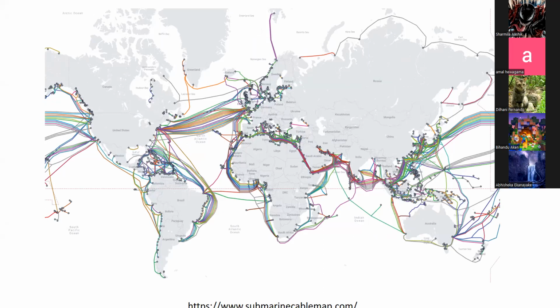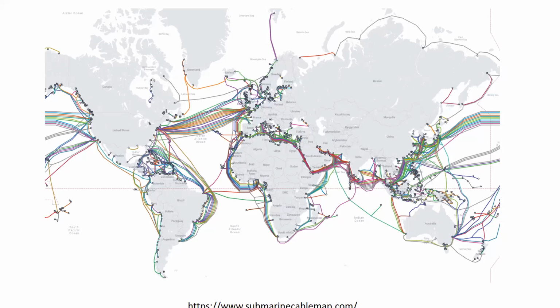Now, some people initially think that most of the internet traffic is carried through satellites. Well, that's not true. The vast majority of internet traffic is actually carried through these submarine cables, right? So I hope that makes some sense and gives you an idea and appreciation for how complex these networks can be, right?